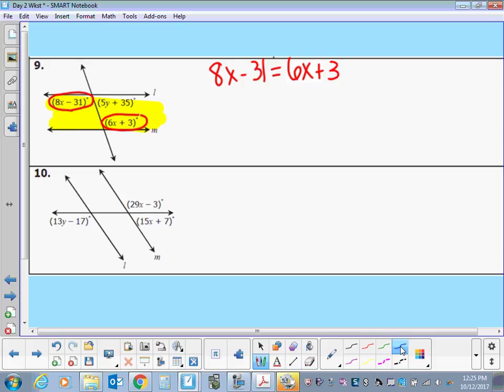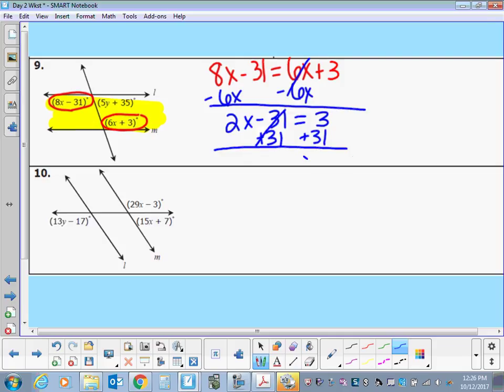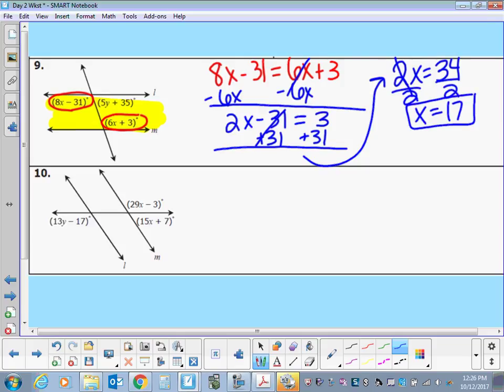Jasmine, help me solve this. Okay, minus 6x. Minus 6x. All right, so we have 2x minus 31 equals 3. Someone else. No, you. Come on, so plus 31. She got it. So what do you have? 2x equals 34. Divide by 2. So that's what? 17.